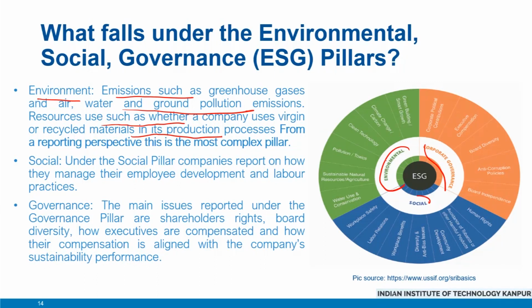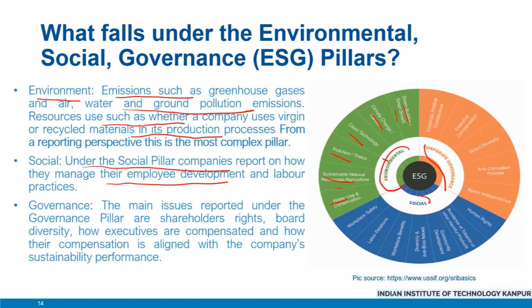So we have with environmental: pollution, clean technology, climate change, green building, smart growth, water use and conservation, sustainable natural resources, agriculture. We have under the social pillar, companies report on how they manage their employee development and labor practices. They report on product liabilities regarding the safety and quality of their product.